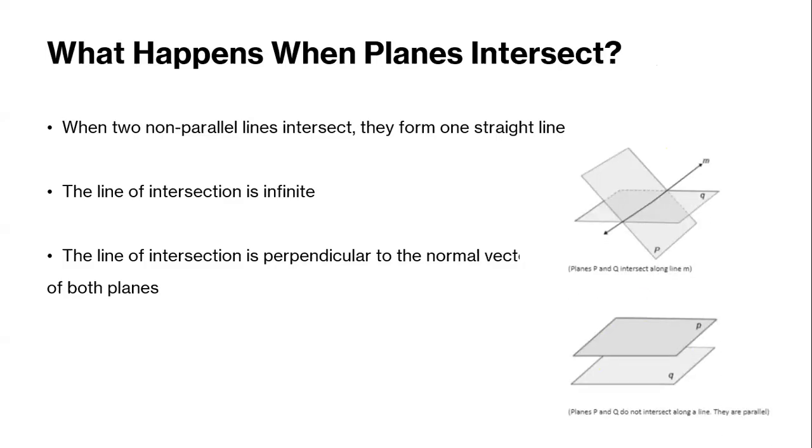And there's some images here. As you can see, there are two planes in the top image, and they're intersecting, and it forms a straight line, the straight line being M. The only way they wouldn't intersect is if the planes are perfectly parallel, as you can see in the bottom diagram. They do not intersect because the planes P and Q are perfectly parallel.